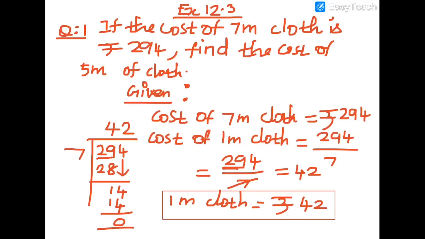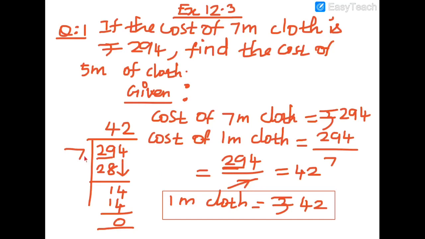If the cost of 7 meter cloth is 294, find the cost of 5 meter cloth. Given that the cost of 7 meter cloth is 294, the cost of 1 meter cloth is 294 divided by 7. So we have to divide 294 by 7.